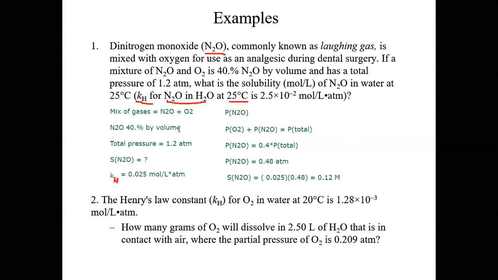So again, what we did in number 1, we have a mixture of gases, N2O and O2. N2O is 40% by volume. The total pressure is 1.2 atmospheres. So that means the pressure of N2O is going to be 40% of the total pressure. So we can find the pressure of N2O, 0.48, and then we can find the solubility of N2O by multiplying it by Henry's law constant.